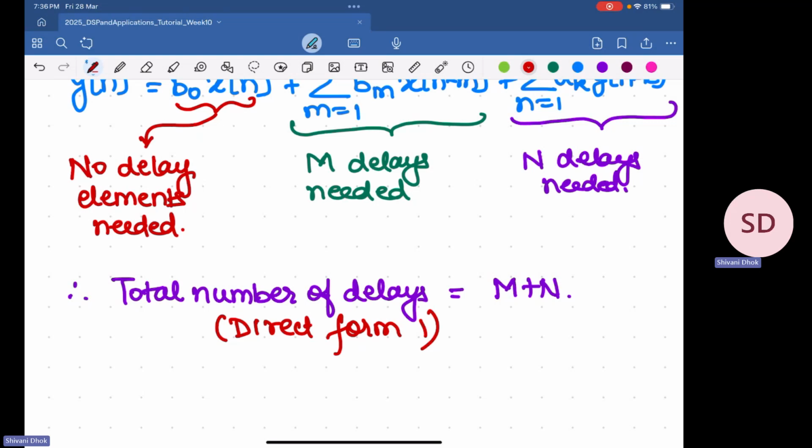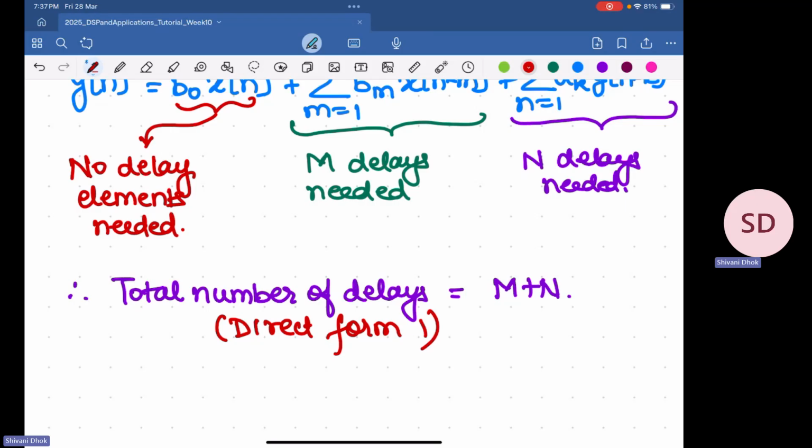Okay, if there are no questions, then let me pose a question. These numbers of delays are for your direct form 1. What happens if you have to do it for direct form 2? What happens when we need to do the same thing for direct form 2?